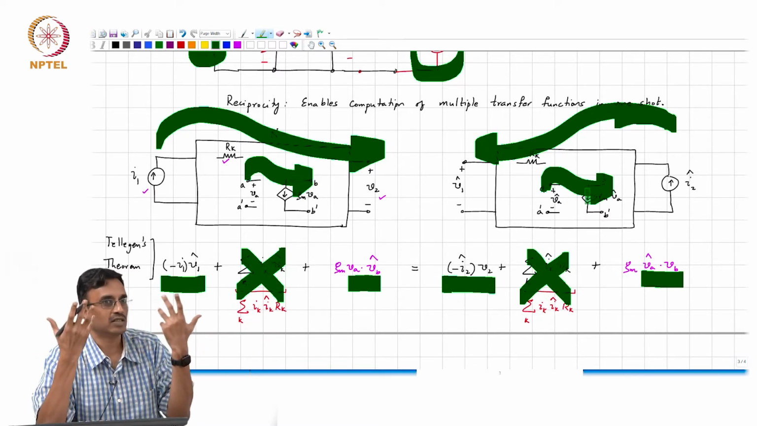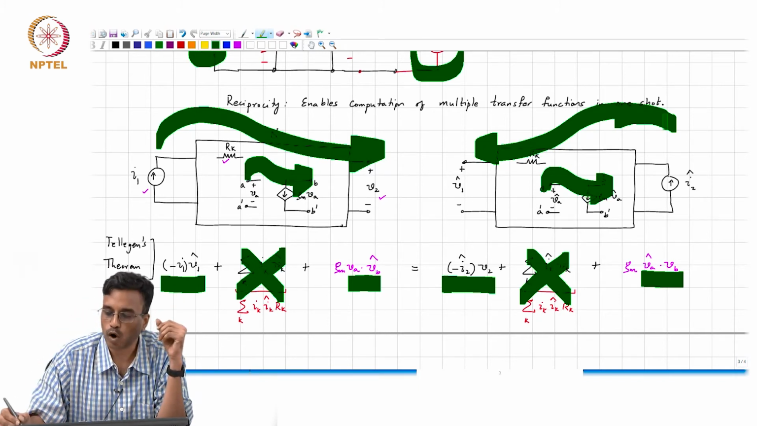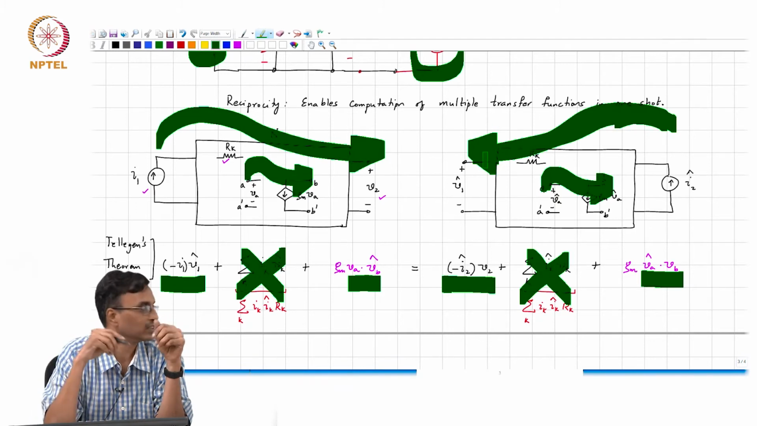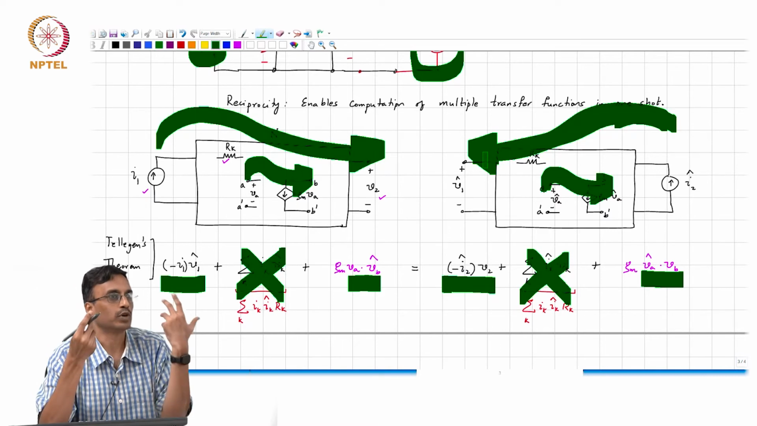So what is your hunch? The first thing that you would like to do to try and see, if you wanted to have the same transfer function from the right to the left, right? What would you try?